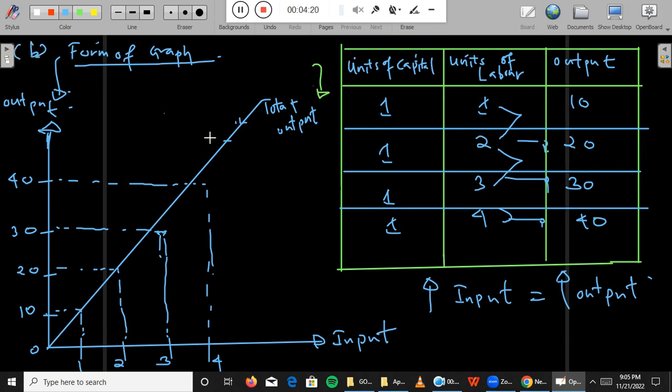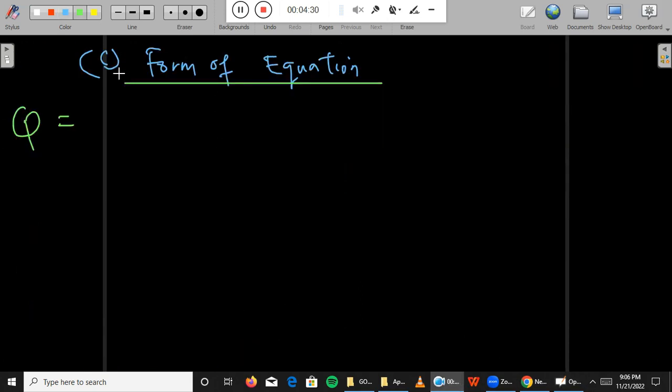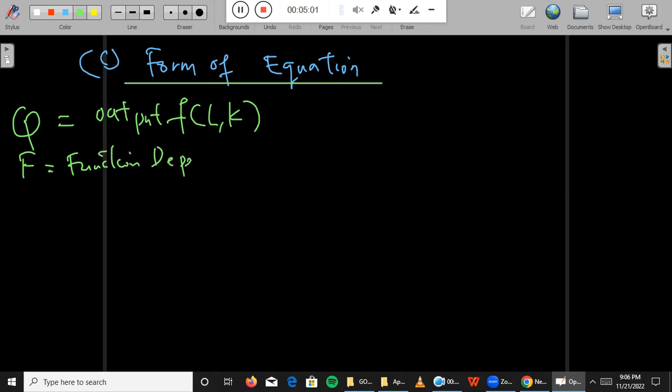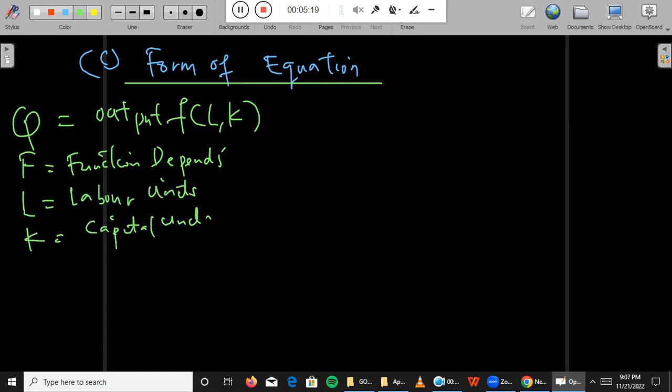Let's look at how we can present the form of an equation. The output level is a function of labor and capital. This is how we present the equation relationship between the input and the output. F represents the function, L represents the labor units, and K represents the capital units.